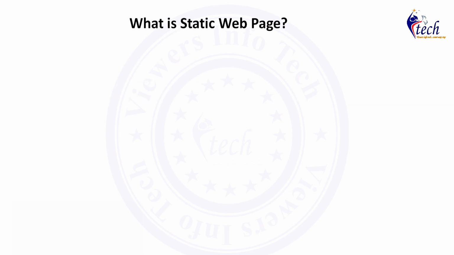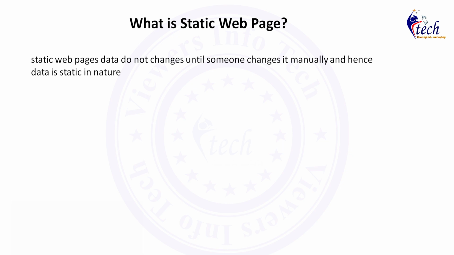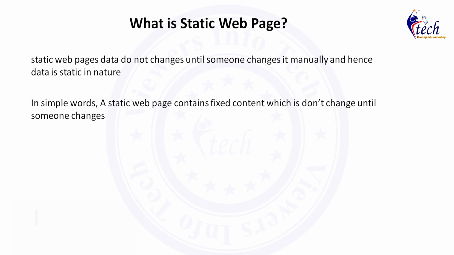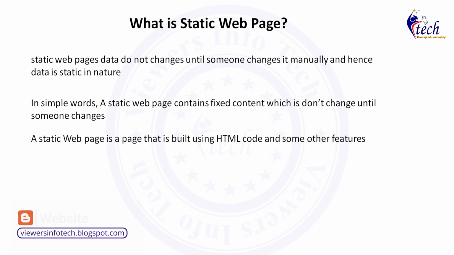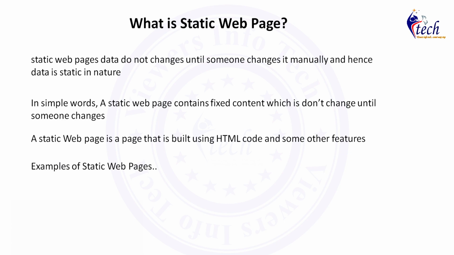What is meant by a static web page? A static web page's data does not change until someone changes it manually, and hence the data is static in nature. In simple words, a static web page contains fixed content which does not change until someone changes it. A static web page is a page that is built using HTML code and some other features.